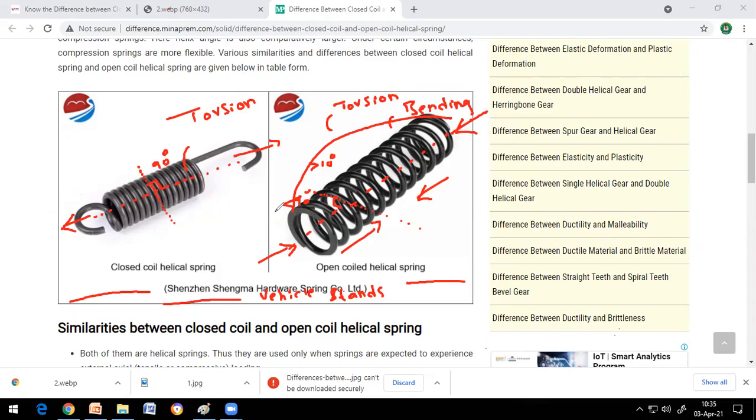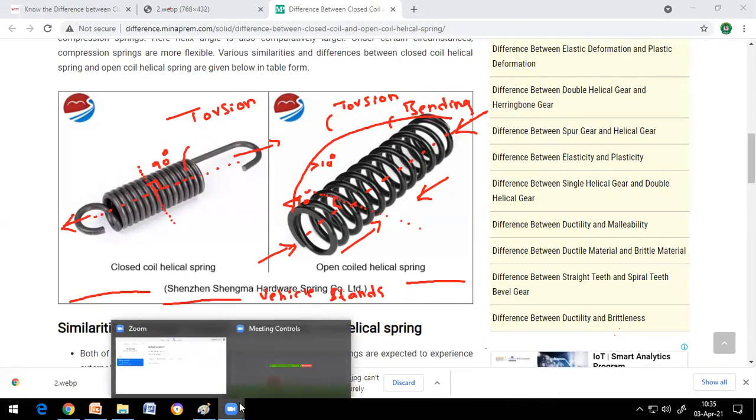Clear? Right. So now let me show how to calculate, I mean how to write the deflection formula for the open coiled helical spring. Okay, so why? Because yesterday we have derived, I mean in the previous classes we have gone through what is the angle of twist, what is the deflection formula, what is the maximum deflection, what is the stiffness formula of a closed coil helical spring.